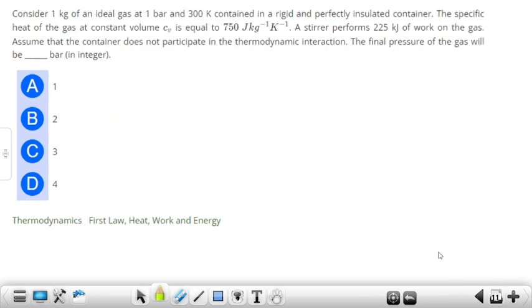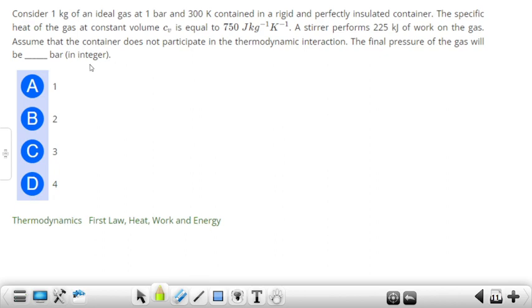Next question. Consider 1 kg of an ideal gas at 1 bar and 300 Kelvin contained in a rigid and perfectly insulated container. The specific heat of the gas at constant volume, Cv, is equal to 750 joule per kg Kelvin. An exterior agent performs 225 kilojoule of work on the gas. Assume that the container does not participate in the thermodynamic interaction. The final pressure of the gas will be.